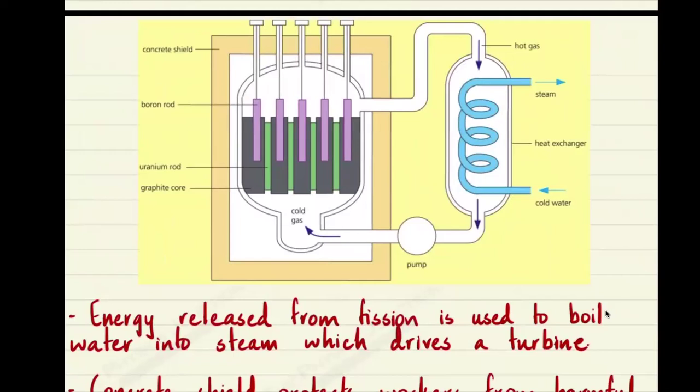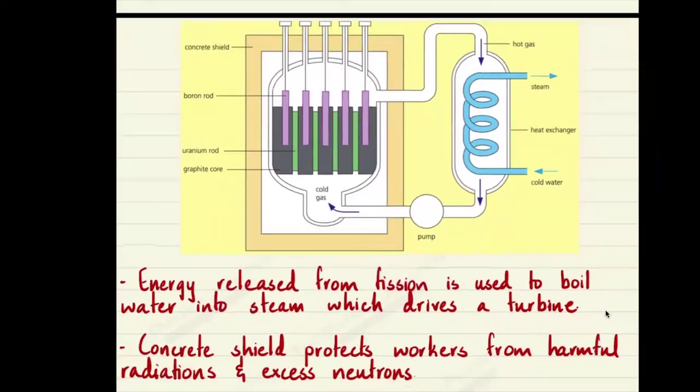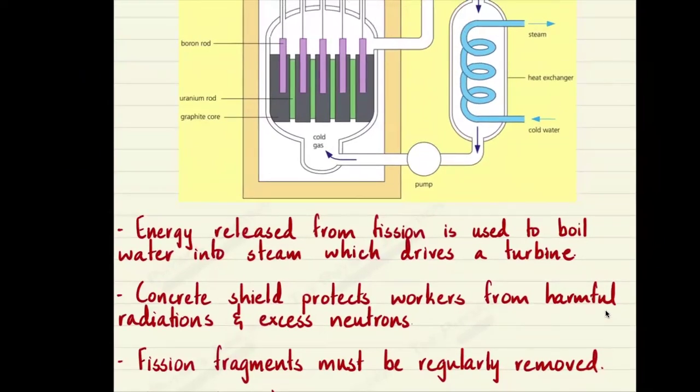This is the diagram for that. You don't really need to know this by heart, but you do need to know how each of those components works. So we did this way back in Work, Energy, Power, that energy released from the fission process is used to boil water into steam, and that drives a turbine inside the generator, which gives rise to electrical energy. So you have a concrete shield here, which basically protects workers from harmful radiations and excess neutrons, because they are also injurious to normal human beings. And then for efficiency, these fragments, which are basically the products of the fission reaction, for example barium and krypton, must be regularly removed for efficiency.